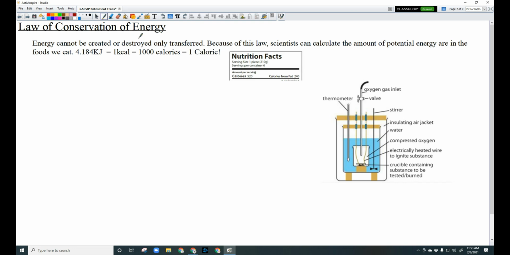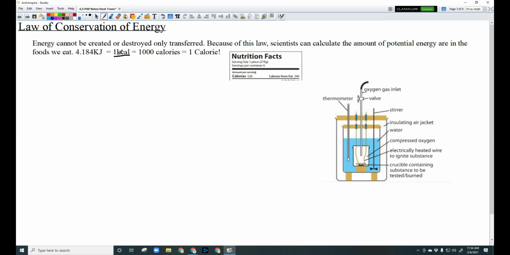The law of conservation of energy. Remember, energy cannot be created or destroyed, only transferred. Because of this law, scientists can calculate the amount of potential energy that is in our foods. Here we see 4.184 kilojoules is equal to what's called a kilocalorie. This is going to be a good conversion for you, and I think it's on your reference materials.